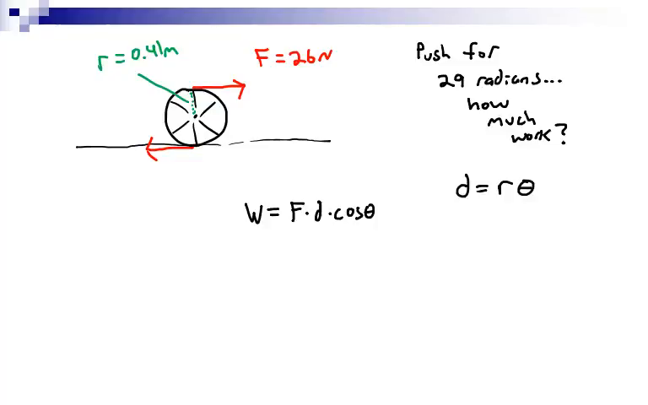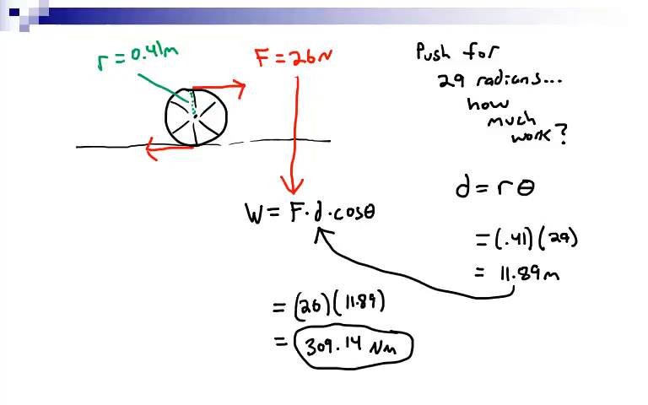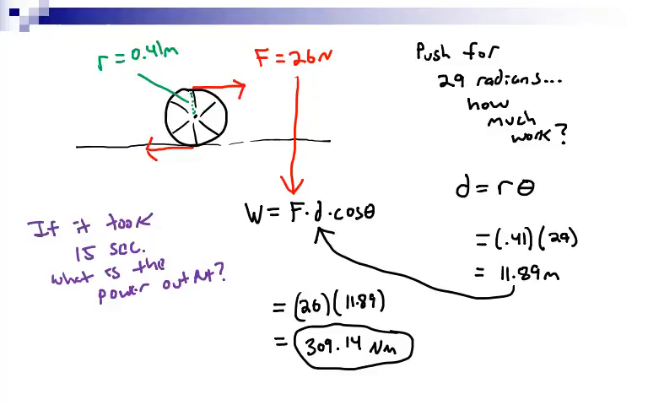All right, so d equals r theta. We have 0.41 meters, and then we have the amount of radians, so that's 11.89 meters is how far. 26 newtons, and so it'll be 309.14 newton meters. Now, if it took 15 seconds, what is the power output? So go ahead and pause the clip and do that, and when you're ready to check, you can hit play. Okay, so power is work over time, and so we should get 20.6 watts.